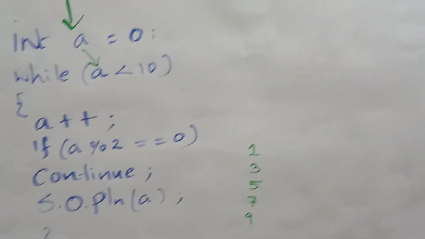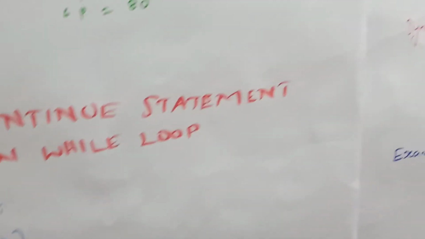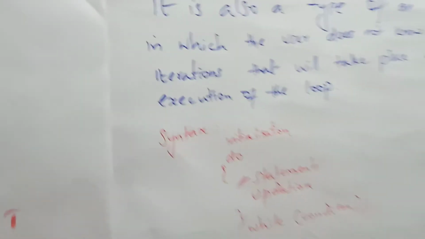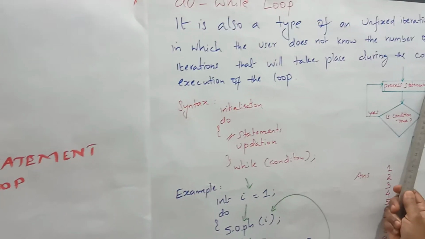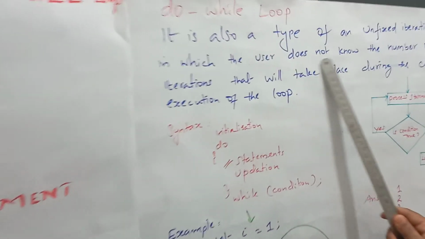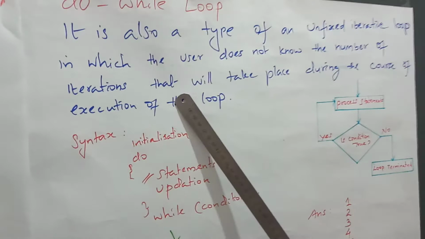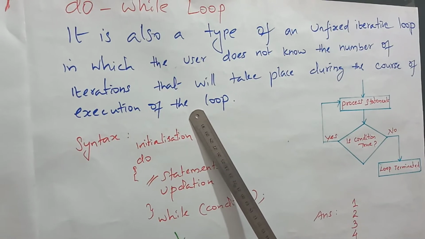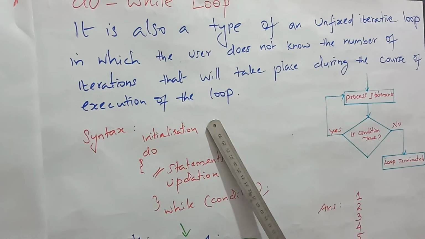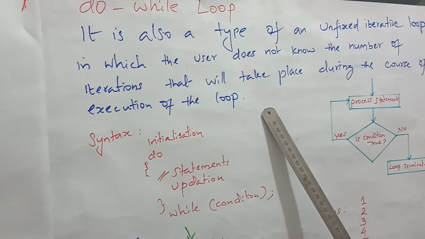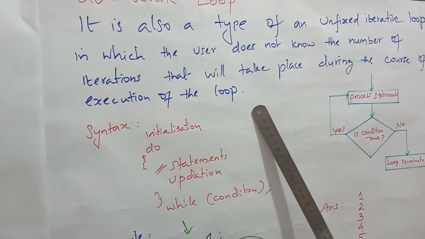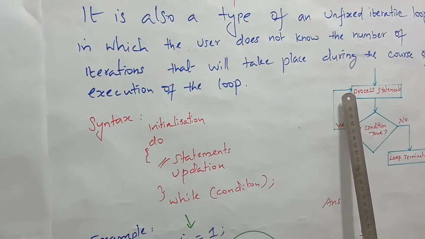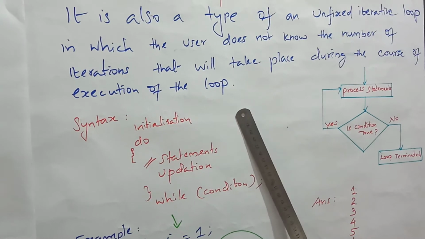Now we study the do while loop. Do while is also a type of unfixed iteration loop in which the user does not know the number of iterations that will take place during the course of execution of the loop. In the do while, the user does not know how many times the execution or iteration will take place during the course of the loop.